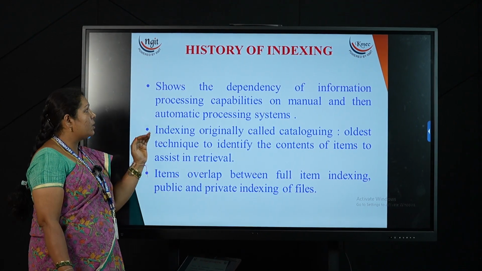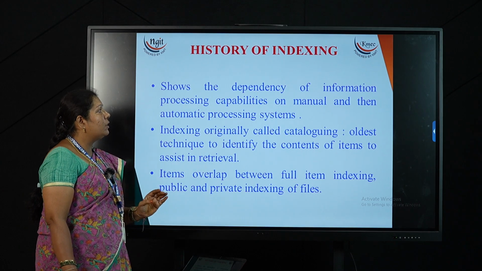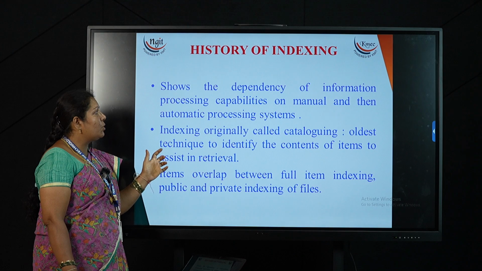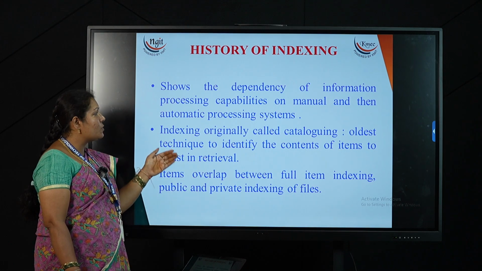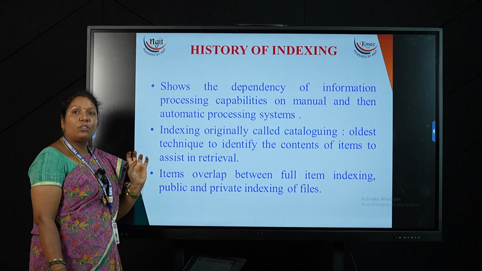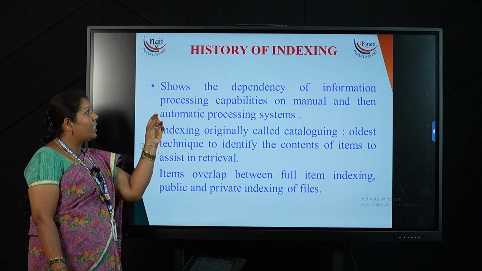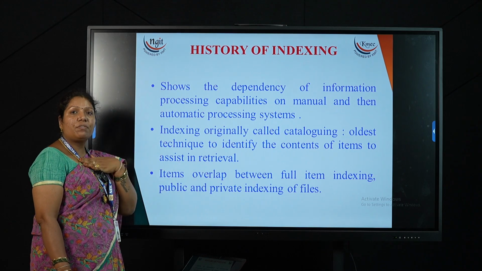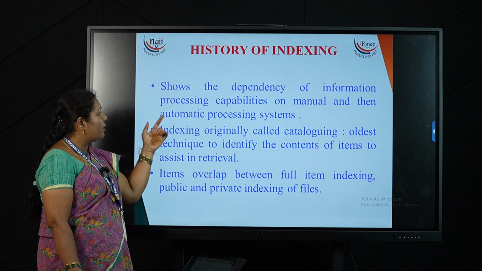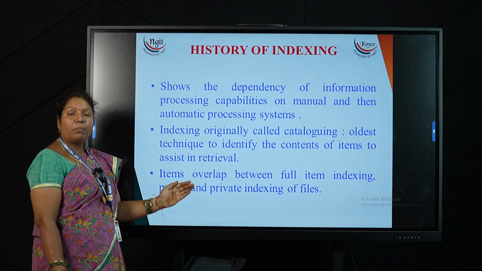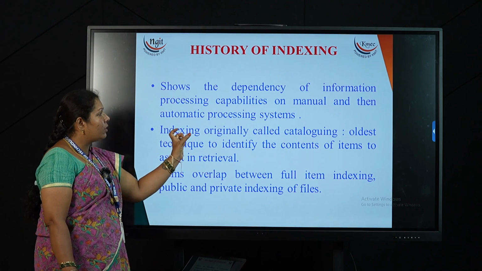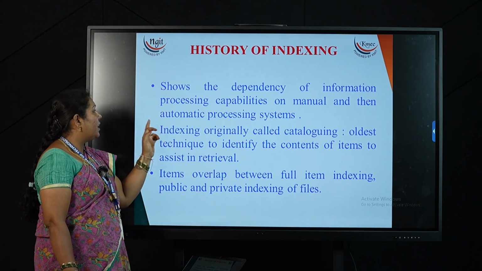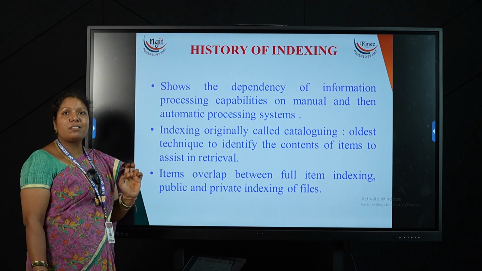Coming to the history part, first we used to have manual. Previously, when you wanted to search for some document, you will remember from your school days you would have a telephone directory, where you have all the contact numbers in alphabetical order. Suppose I want to search for a name, I have to go to that particular letter, open that page, and then get the contact number. That was the oldest one and that was manual. Next we went for automatic process systems.